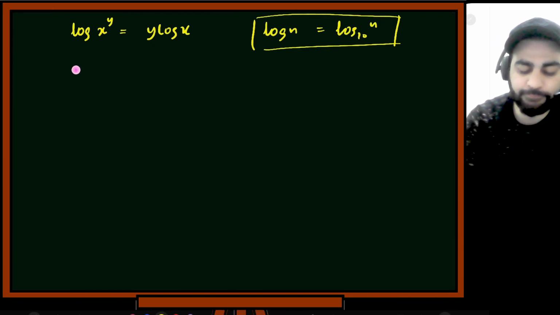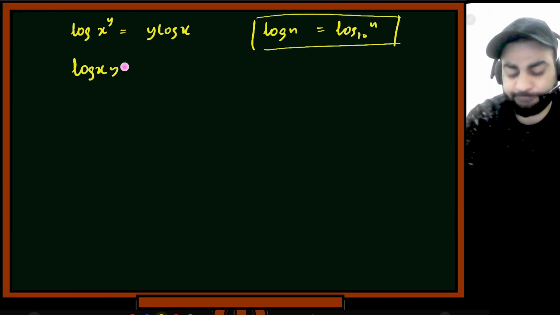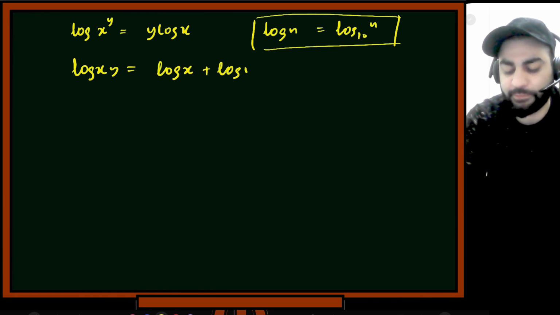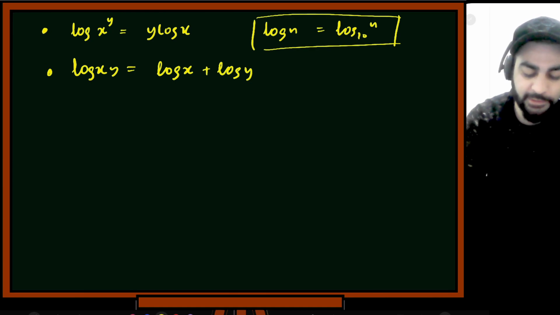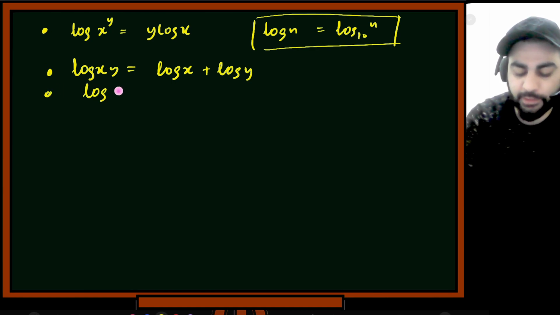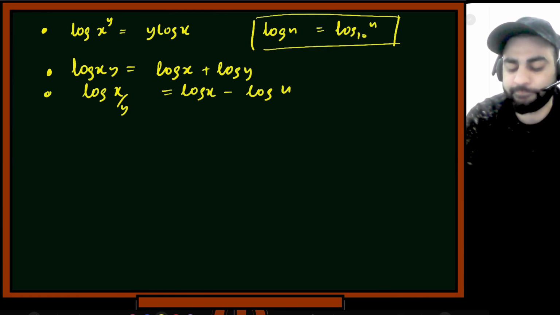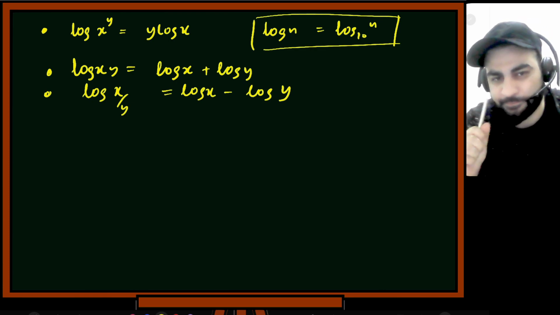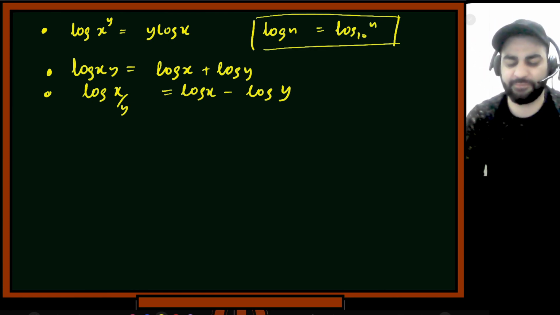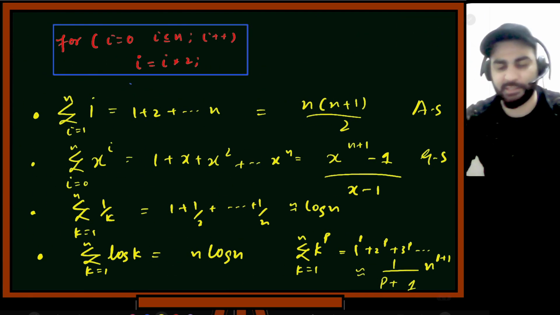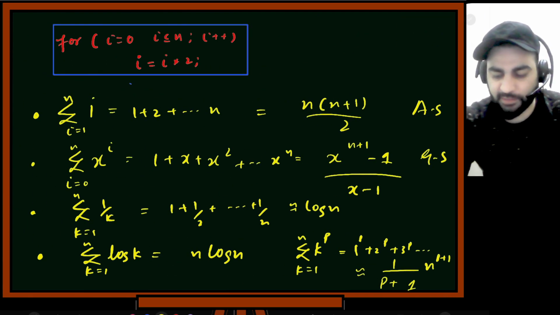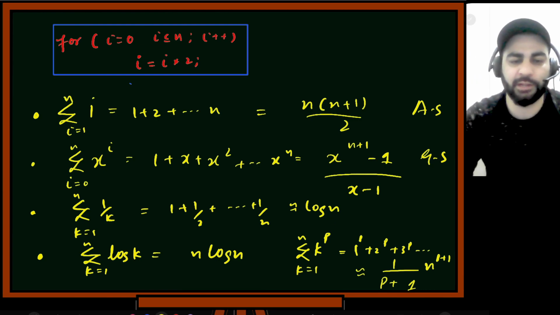Some other formulas: log of xy, I think this is log of x plus log of y. Correct me if I am wrong somewhere. So log of x by y is equal to log of x minus log of y. Okay, and what are the other formulas? These things are enough. So these are the formulas. This is our arithmetic series, this is our geometric series, this is a harmonic sum, and these are some formulas which I wrote over here.